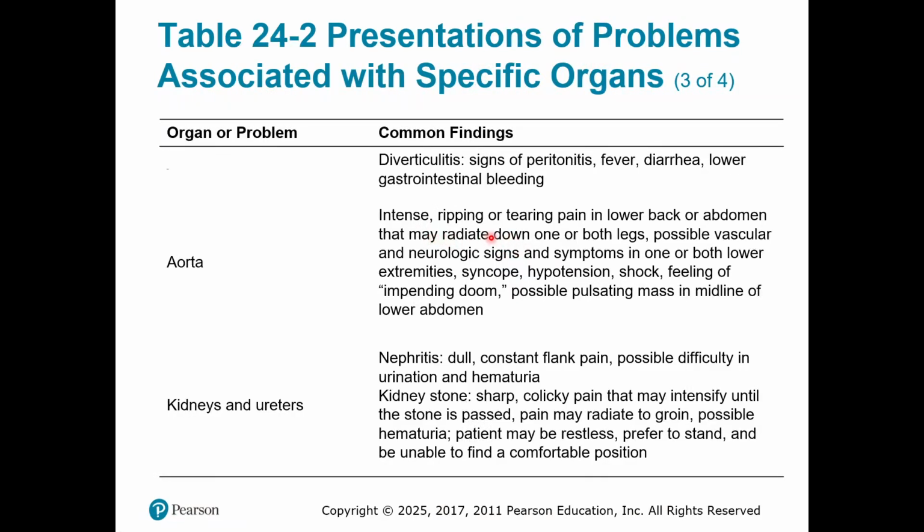Aorta, the aortic aneurysm, so we can see an intense ripping or tearing pain in the lower back or abdomen that radiates down one or both legs. So think about this for a second. A lot of times these patients will complain of severe pain in their pelvis area because of that referred pain going down, it says one or both legs. Well, it may be going all the way down the legs, but the pain's so intense around the pelvis area that that's what they're really complaining about. They could have possible vascular or neurologic signs and symptoms in one or both lower extremities.